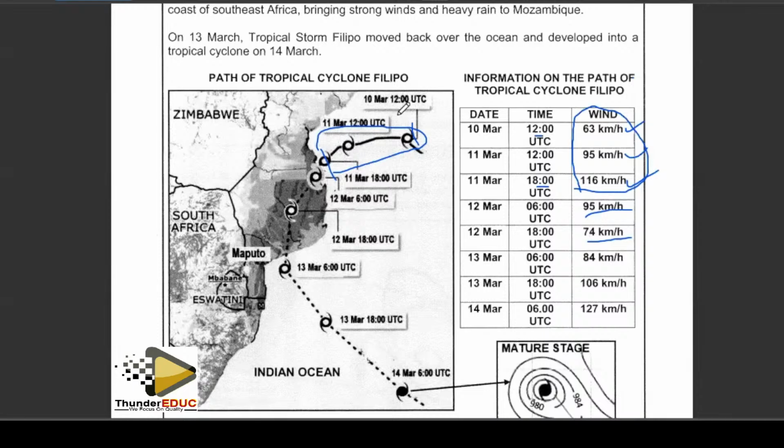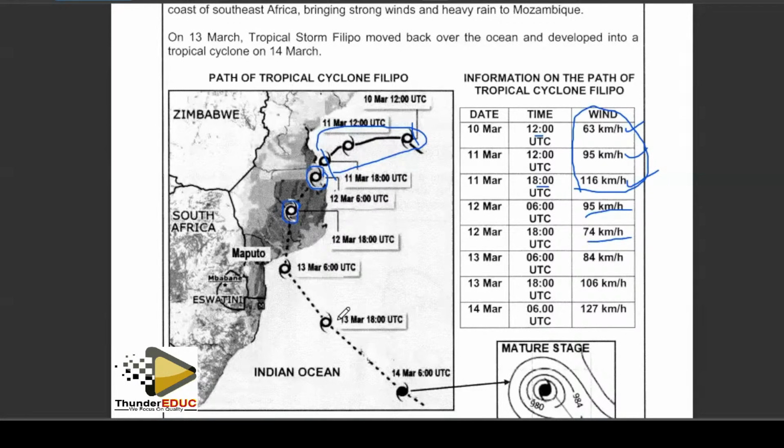And let's go to our map here. If we go to our map, we find that at 6 o'clock on the 12th of March, our system was here. It was just approaching the land of Mozambique. And if we check by 1800 hours, it was now here, somewhere in the midst of Mozambique.